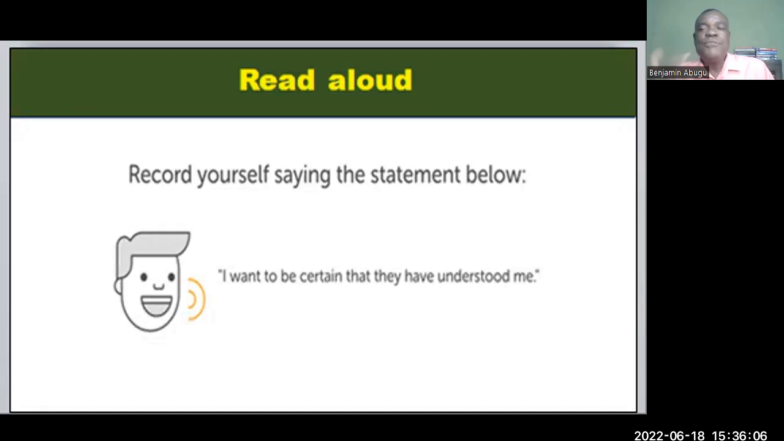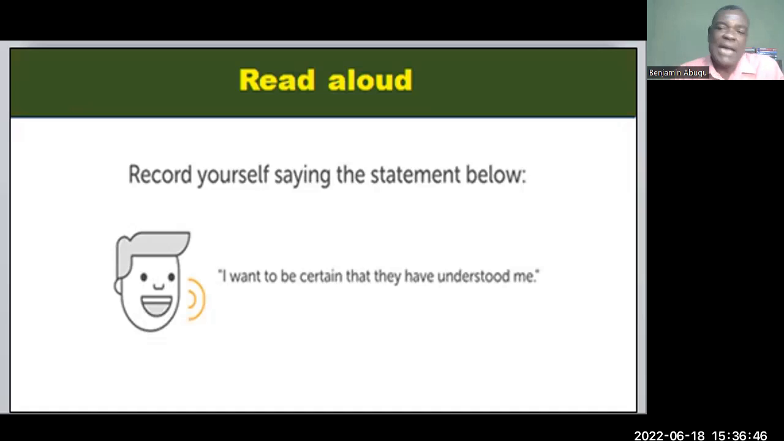All right, and then use the appropriate intonation. Intonation is the rising and falling of the pitch of your voice when speaking. For example, this is a statement you are given here, and you need to know that intonation has a grammatical function in the sense that statements are said with a falling tone. I want to be certain that they have understood me. You cannot say, I want to be certain that they have understood me, with a rising tone. You say it with a falling tone.